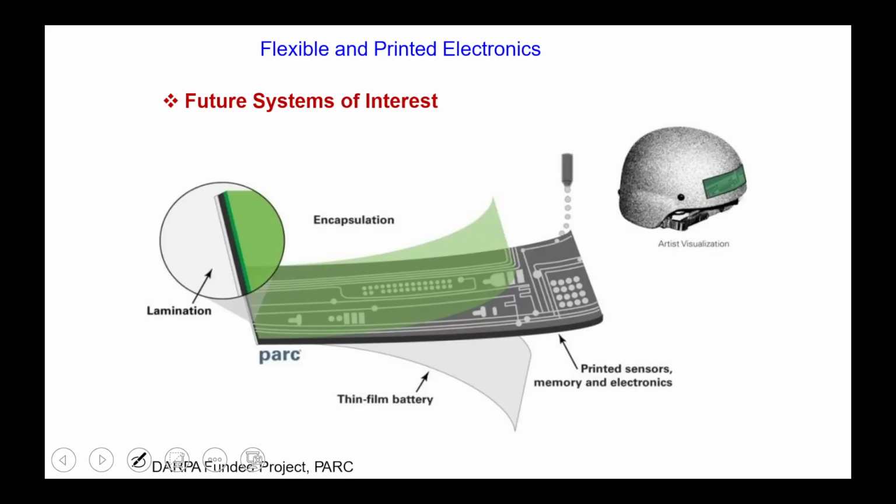So these are the future systems of interest. Thin film batteries diagram, that is actually a diagram of the thin film battery. So this is the printed memory and electronics, and we can use encapsulation layers and lamination layers for the safety and environmental protection of our devices in that case.